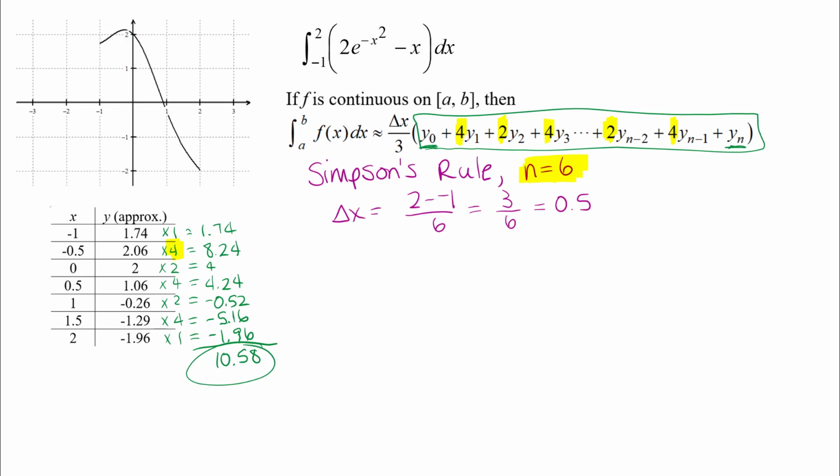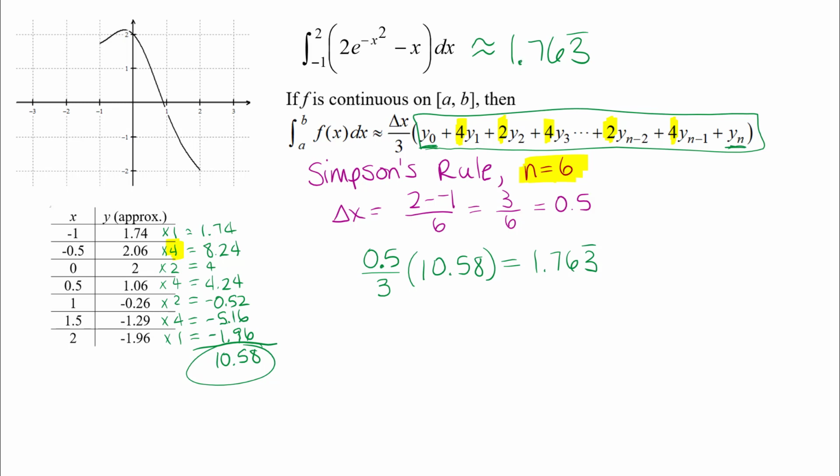So using that Simpson's rule formula, my delta x is 0.5. For Simpson's rule, we're dividing by 3. That has to do with the derivation of the formula that's in your textbook. And then times the sum that I got from adding up all these numbers times 4s and 2s, so times 10.58. All right, so go ahead and type that into your calculator. When you do that, you should get 1.763 repeating. And so that is an approximation for the integral that we started with. So not exactly the same as the integral we started with, but a pretty good approximation.